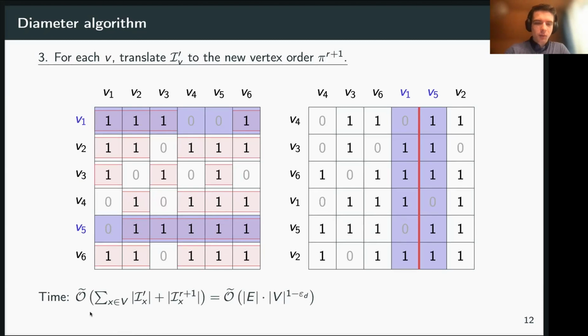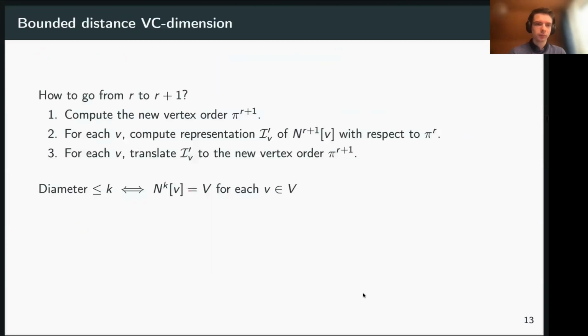So the time complexity of such a procedure is actually output sensitive. For each vertex V, we need to scan each old interval representation, and the complexity depends on the output size, so on the new interval representation that we produce. And since these vertex orders are nice, we have sublinear complexity in terms of V. So that's pretty much it.